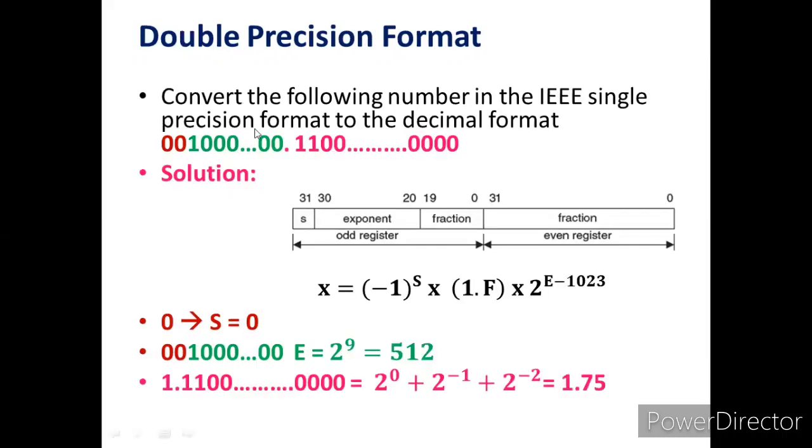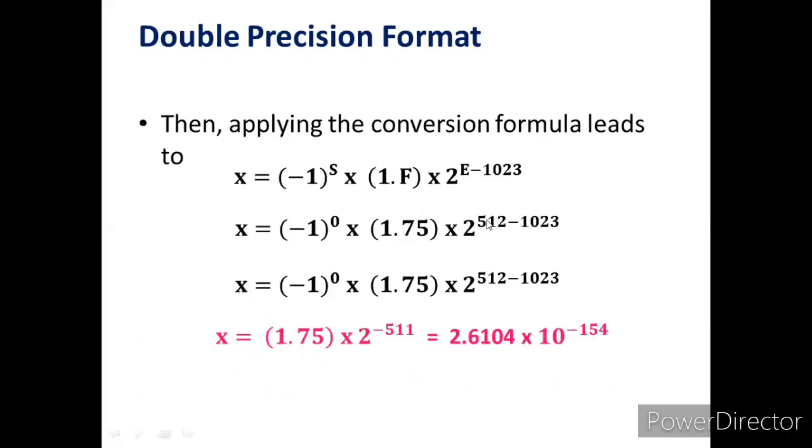Now let us convert a double precision format number to decimal format. As we know, this is the representation for the double precision format. The sign bit is 0. For the exponent term, this is the 10th position and this is the 9th bit, so there is only a 1 at the 9th position, so it is 2 raised to 9, which is 512. The fractional part is 1.11, meaning all others are 0, so it is 2 raised to 0 plus 2 raised to minus 1 plus 2 raised to minus 2, which is 1.75. When you substitute all this in the given expression, we get 512 minus 1023, which is minus 511.